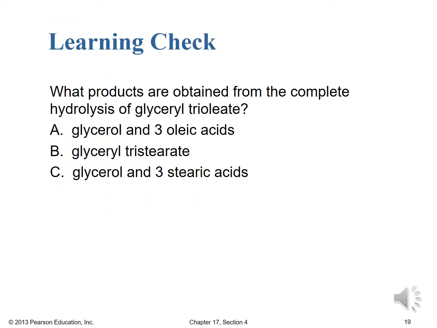So before we leave our lecture on chemical properties of triacylglycerols, let's pause for a couple more learning checks. First, we're going to address the learning check that asks what products are obtained from the complete hydrolysis of glyceryl trioleate. Do we get A, glycerol and 3 oleic acids? Do we get B, glyceryl tristearate? Or do we get C, glycerol and 3 stearic acid residues? Pause the video here while you make your determination and start back up when you're ready to check your work. Good luck.